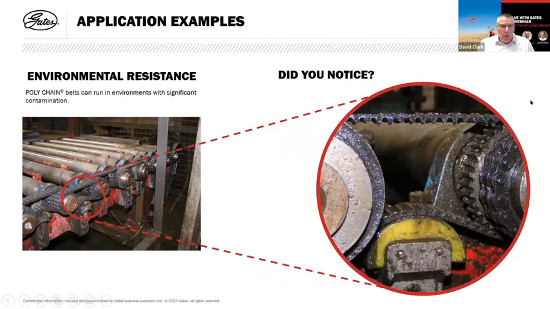Here's another application example. A really dirty chain drive on the left-hand side here on a conveyor. A lot of oil, a lot of grease, and a lot of contamination from the process sticking to the oil and grease, vastly increasing the wear rate and reducing the lifetime of this drive. If you look at the right-hand side, what you may not have spotted is that there is a belt drive in there as well.